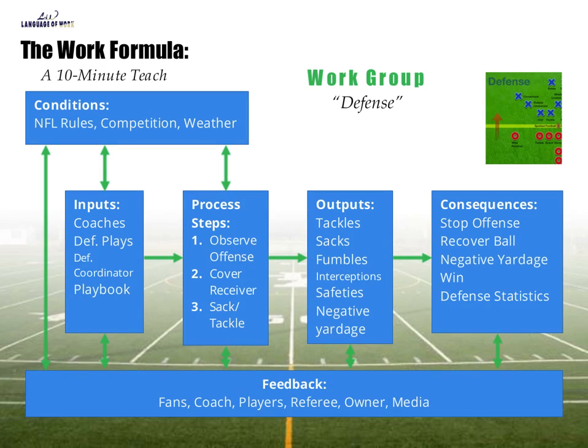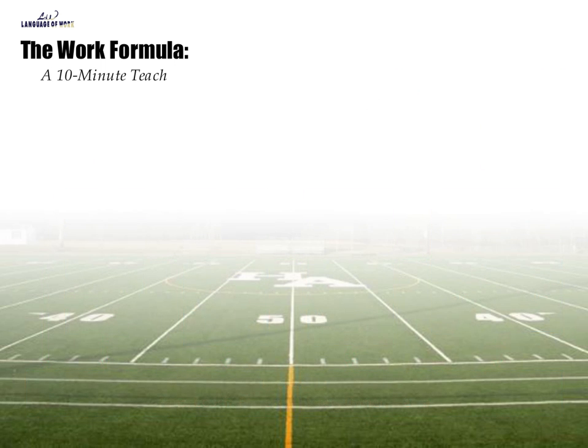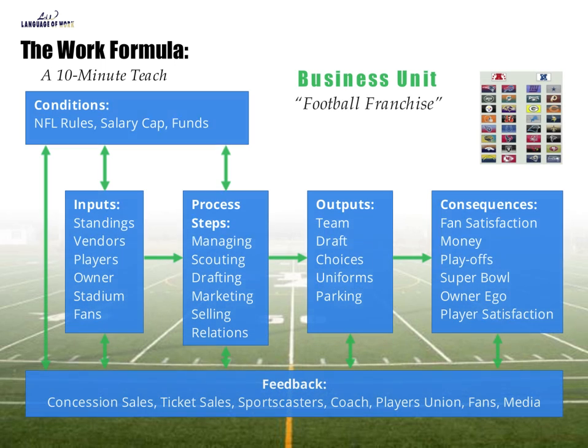Next, it's also possible to define work groups such as the defense with the work formula, noting again outputs, inputs, and so on. Finally, but preferably first in fact, it is possible to model the business unit, which is a representation of the company's work as a whole. In American football, the business unit is known as the franchise. Note how it is possible to define again the outputs, inputs, conditions, consequences, process steps, and feedback at a high level for everyone to see.